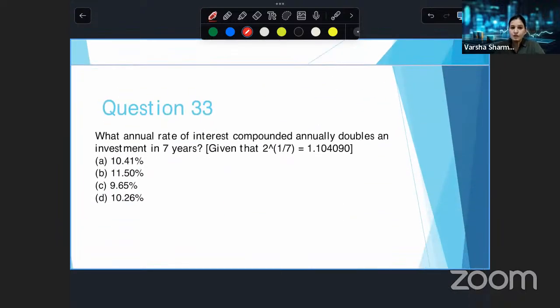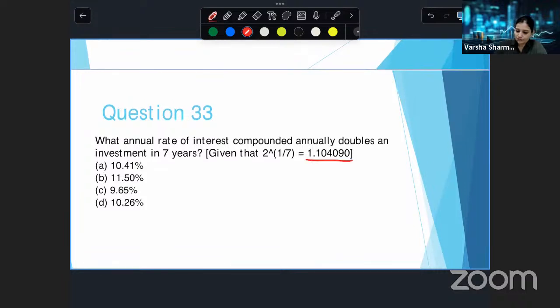33. What annual rate of interest compounded annually doubles an investment in 7 years? We just calculated. Same sum. So they have given us this value. Yes. So I don't think we'll use it, but still from here you can see the answer will be 10.40, so that's 10.41%. Or for us, it's 72 by r equal to 7.